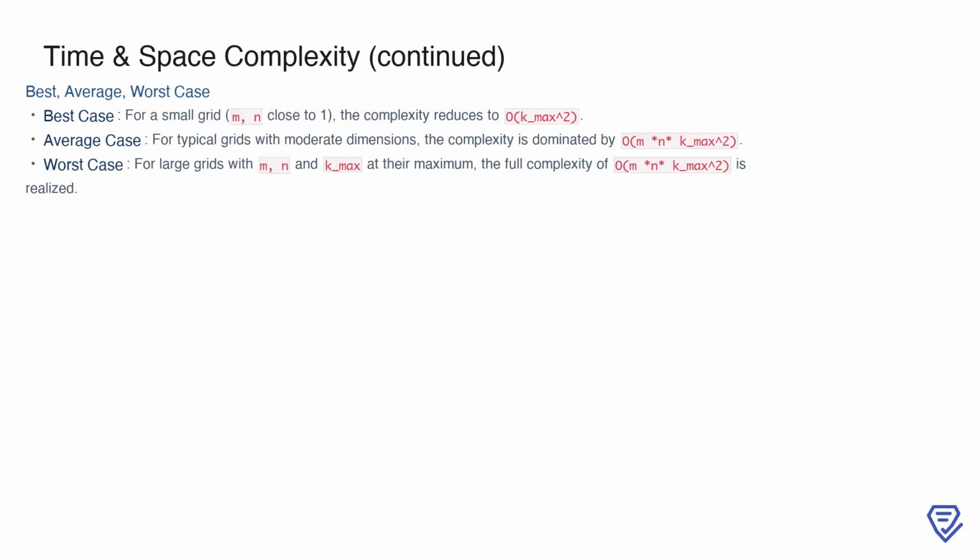For average cases, typical grids with moderate dimensions result in the complexity being dominated by O(m*n*k_max^2). In the worst case, when the grid dimensions and k_max are at their maximum values, the full complexity of O(m*n*k_max^2) is realized. This analysis highlights how the algorithm scales across different grid sizes and rhombus configurations.